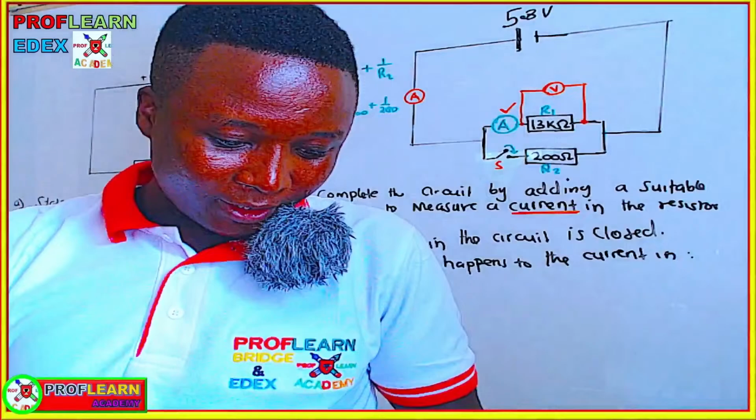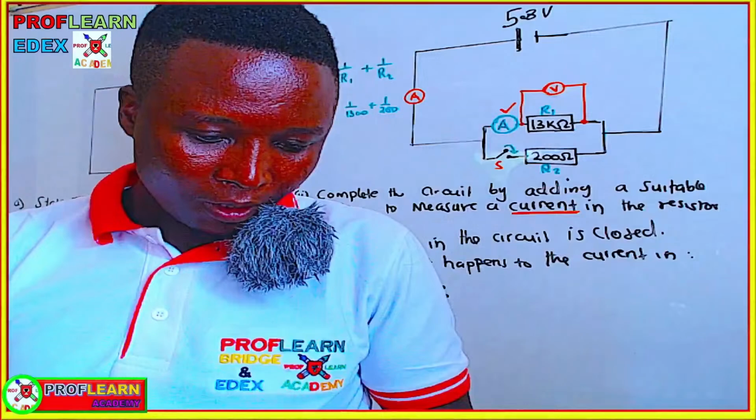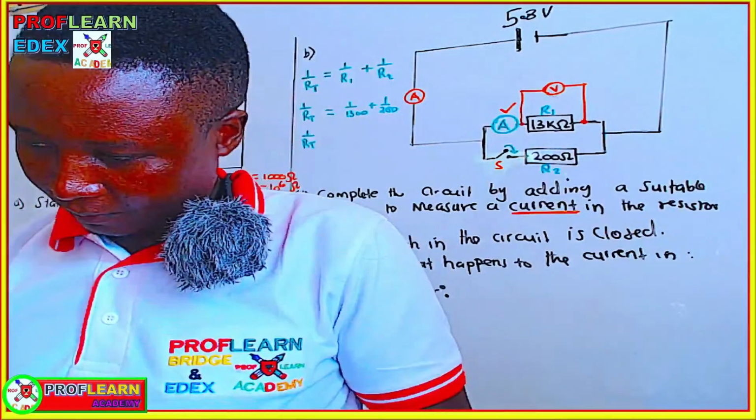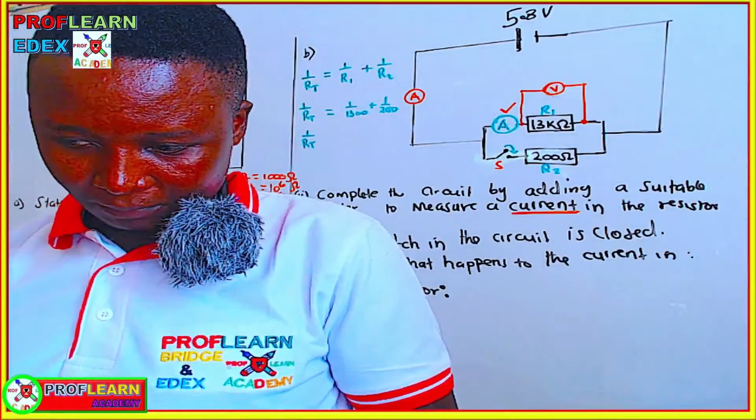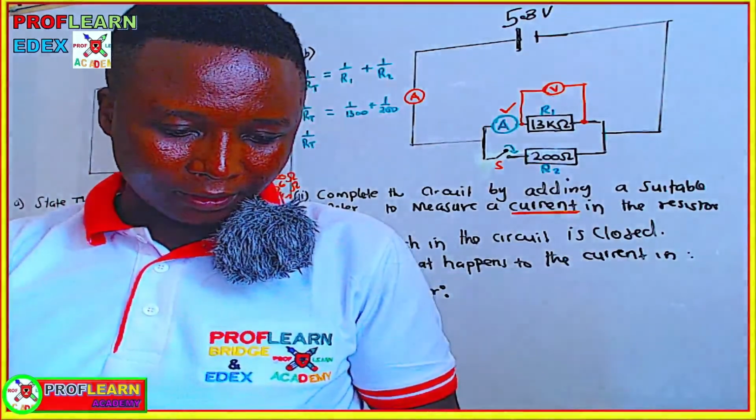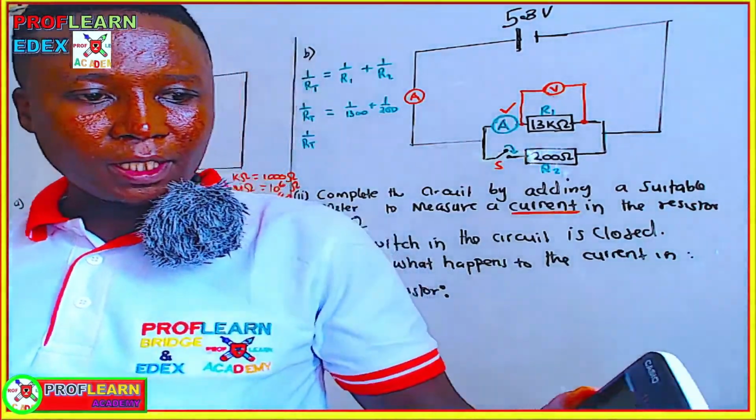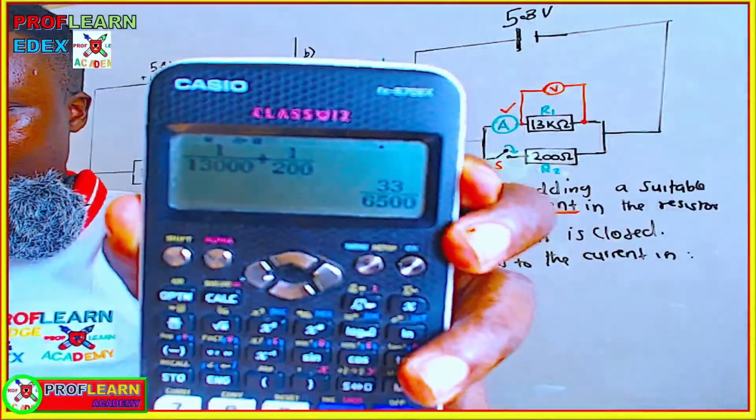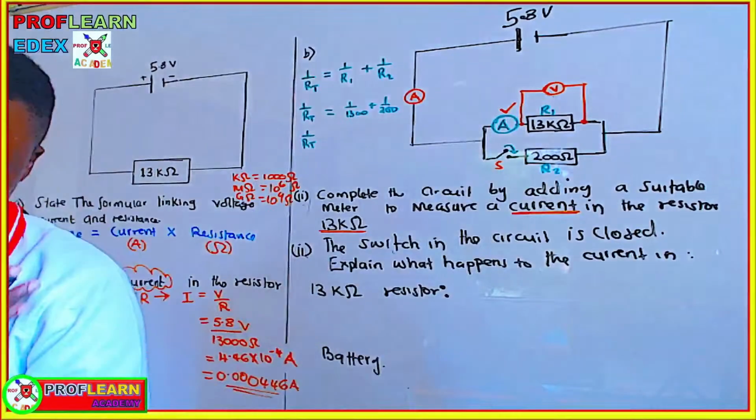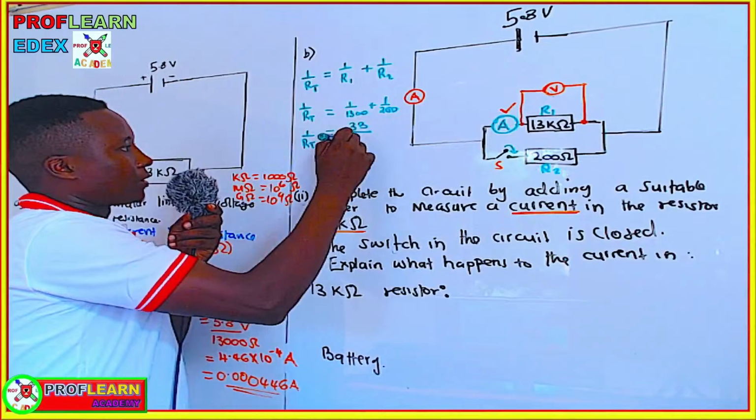This is 1 over 13,000 plus 1 over 200. It's giving me 33 over 6,500, as you can see here. So the total resistance here is going to be 33 over 6,500.